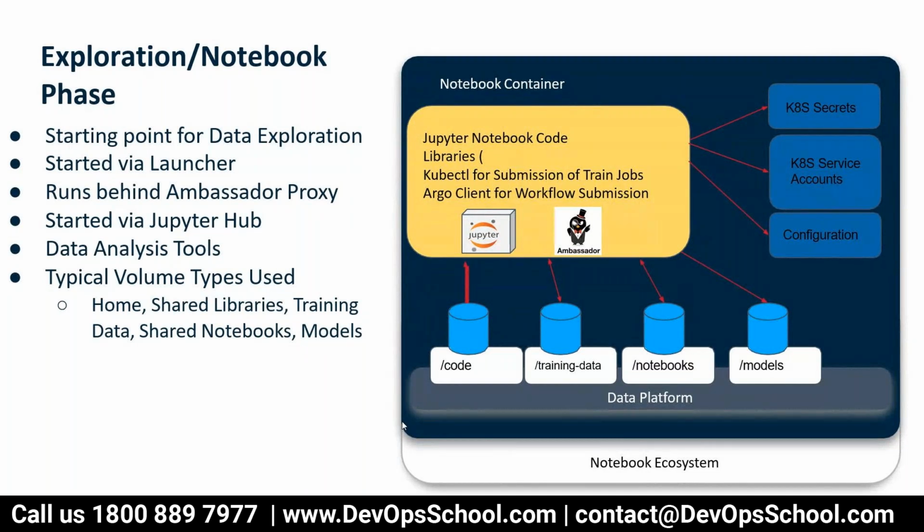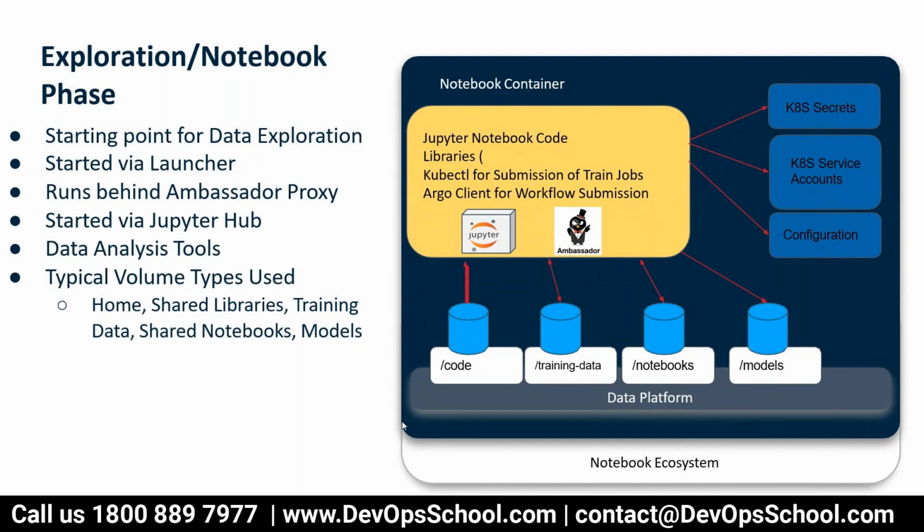Let me tell you, Jupyter Notebook you can run independently also, and you can run it on Kubeflow also. So it runs behind the Ambassador proxy and is started via JupyterHub. This notebook is started using JupyterHub, and this is one of your data analysis tools, which can help you explore the data. Typical volume types used are shared home, shared libraries, training data, shared notebooks, and models.